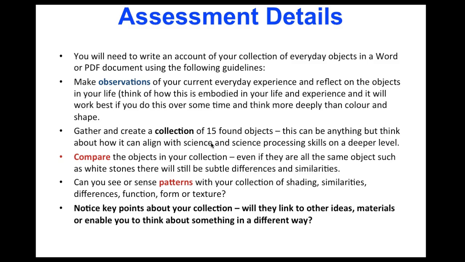So you need to write an account of your collection of everyday objects in a Word or PDF document using the following guidelines. First of all, as you're collecting them, make observations about your current everyday experience and reflect on the objects in your life and think about how this is embodied in your life and experience. This will work best if you do this over some time and think more deeply than colour and shape. You need to gather and create a collection of 15 found objects, and this can be anything, but think about how it can align with science and science processing skills on a deeper level.